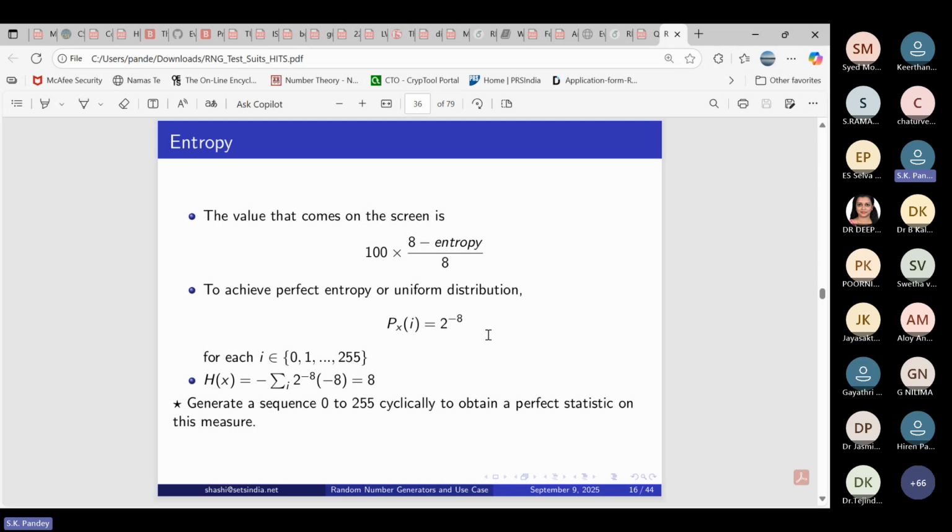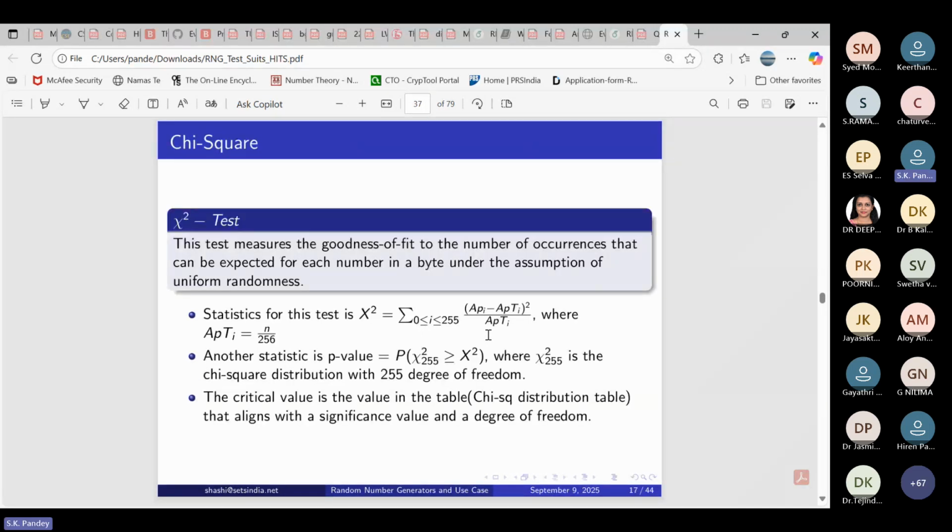The idea is just to generate a sequence from 0 to 255 and repeat it with a cyclic shift. First generate 0 to 255, then start from 1, 2, 3 till 255, 0, and similarly onward. If you test this sequence with the entropy test, you will always get an entropy value close to 8. So in this way, you can easily fool this test. Now let's come to the next case.